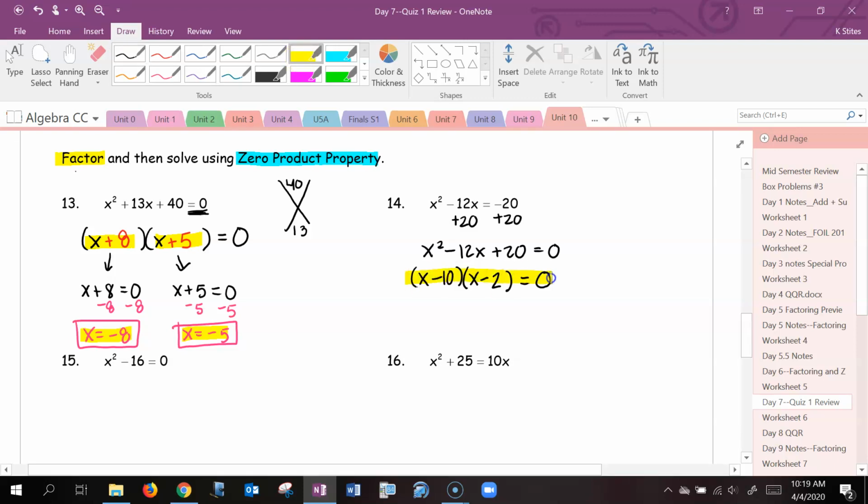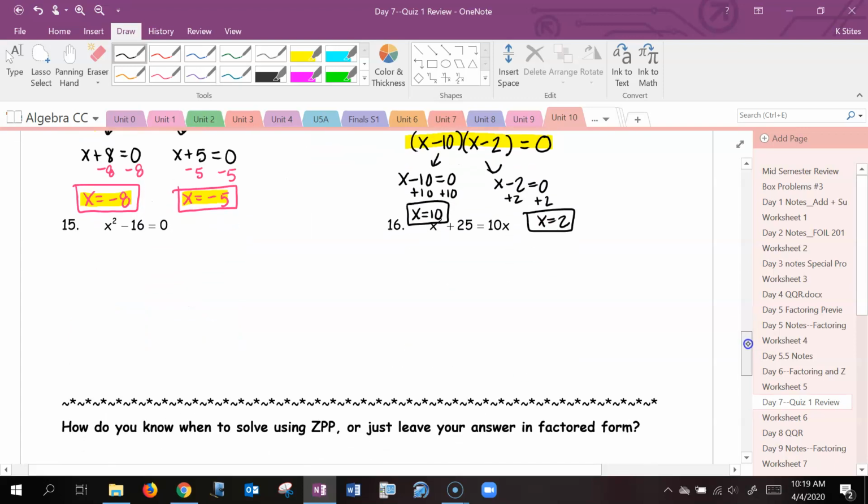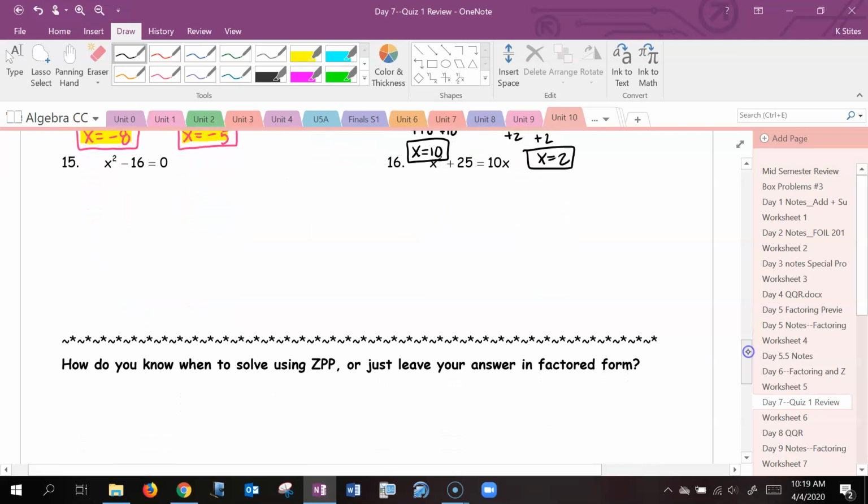Okay, so this is factoring. Now I'm going to do the solving part, zero product property. To do that, I just set each piece equal to 0. Okay, and then I can add my 10. X equals 10. I can add my 2. X equals 2. All right, two more. X squared minus 16 equals 0.